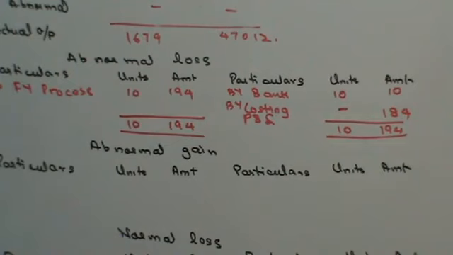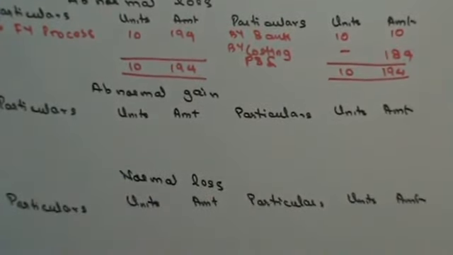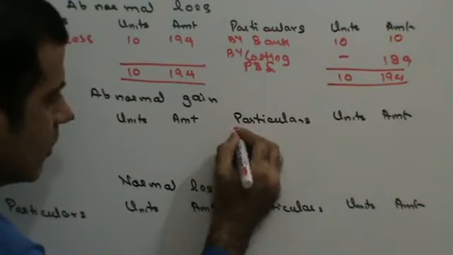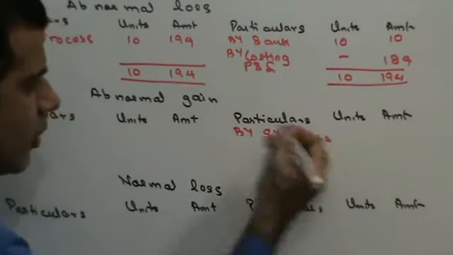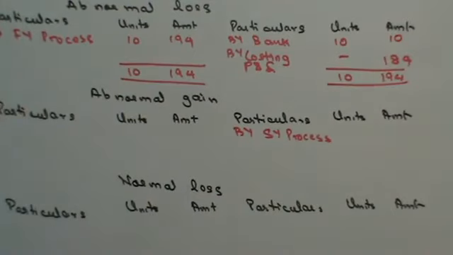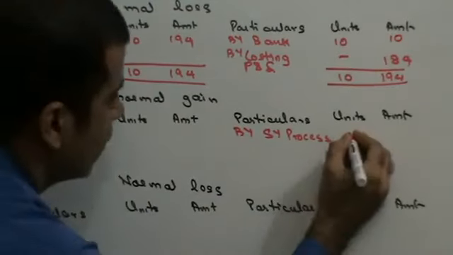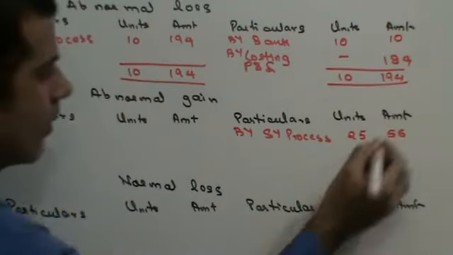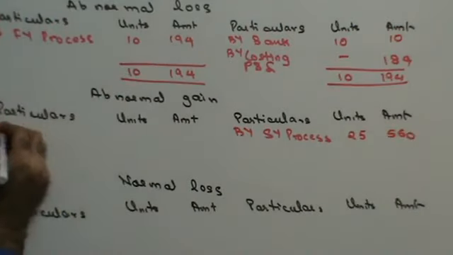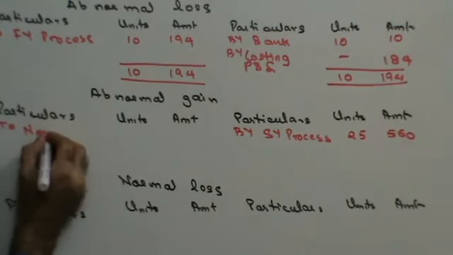Similarly, you tally your abnormal gain. You had abnormal gain in SY process. So this is going to be by SY process. There it is on the debit side. So here you will write it on the credit side. Amount is, the units are 25 and the amount is 560. You will write this here as 2 normal loss.